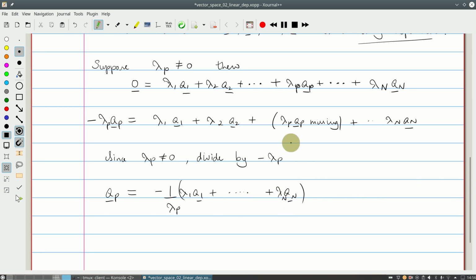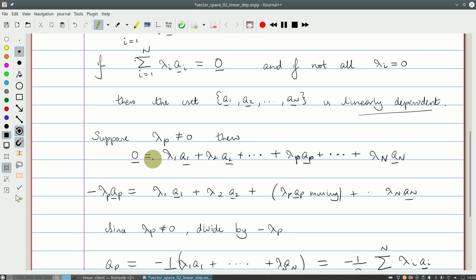Now one way of writing such a sum is to write it in a nice compact form as minus 1 over lambda p, the sum i goes from 1 to n, and we have a constraint that i is not equal to p, lambda i a i. Okay, now what we have said here is that the vector a p is written as a linear combination of the other vectors, and that's what this means.